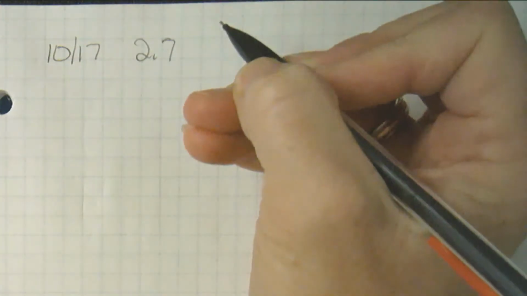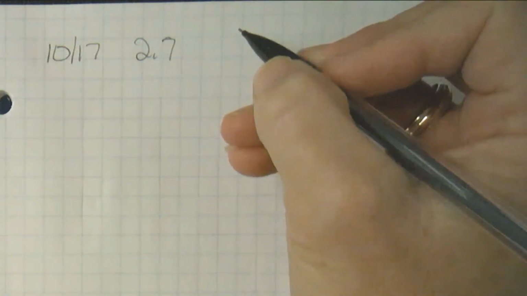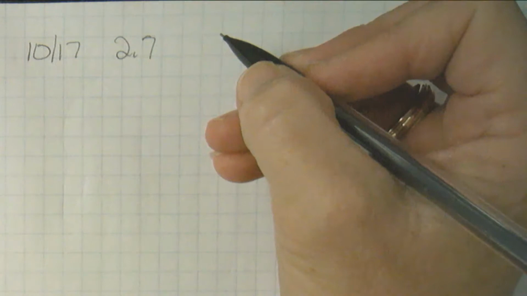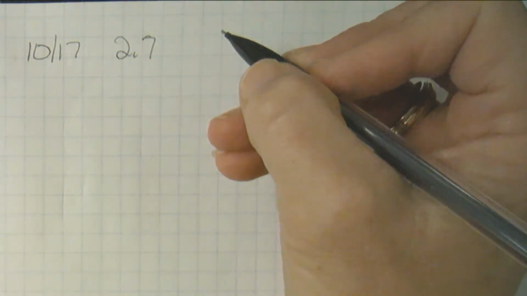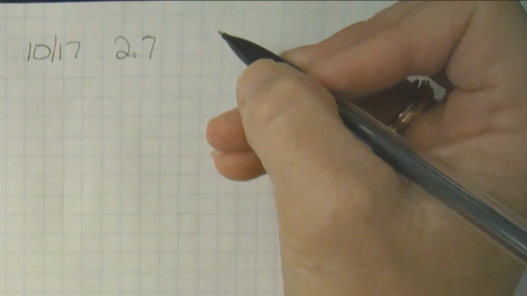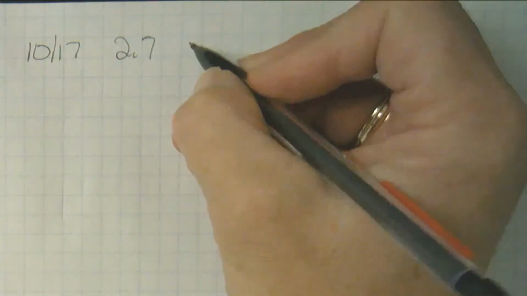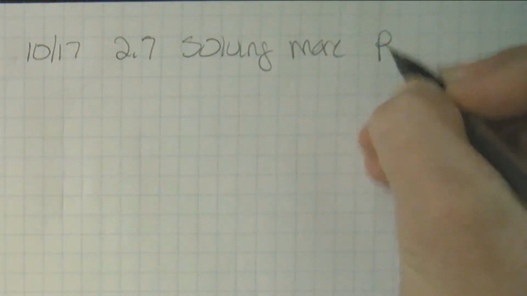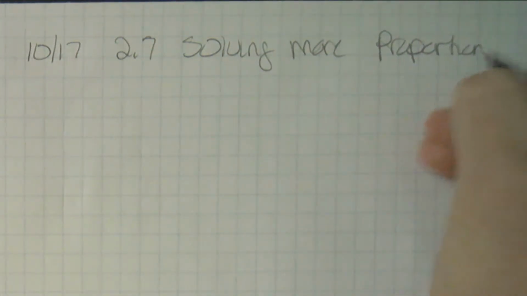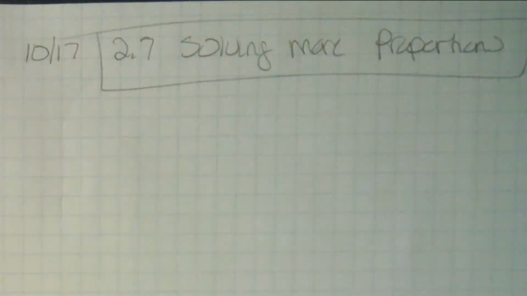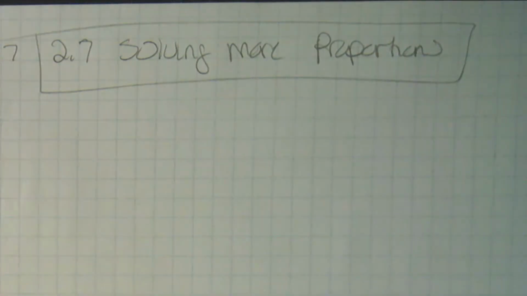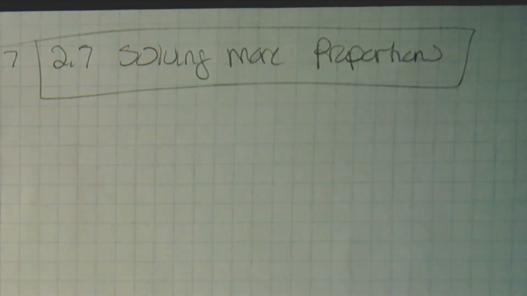So today's 1017. We are doing 2.7. This is proportions. This is where they were actually teaching you cross multiplication. I just do cross multiplication all the time because it works for every single proportion. So these are more proportions, so I'm going to say solving more proportions. The only difference is that now your variable may not be in the numerator.